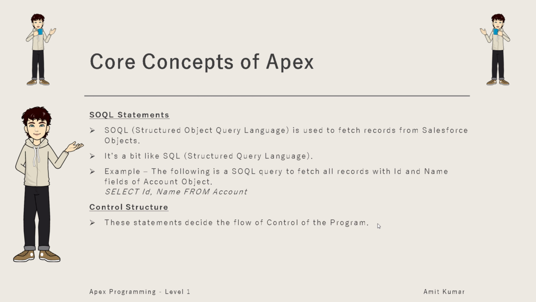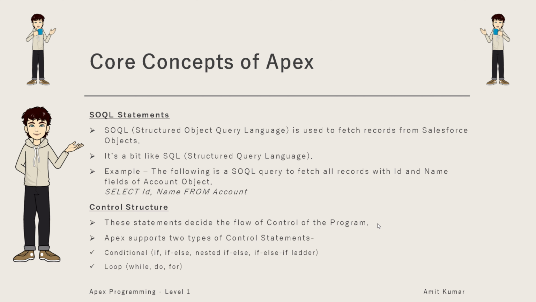Control structure. These statements decide the flow of control of the program, and when we were discussing flowcharts, we already saw different control structures. Apex supports all three of them. We are mentioning two types of control statements here, as sequential control is the default one. Other than sequential control, it supports two types of control statements, which are conditional and loop. In conditional statements we use if else, nested if else, and else if ladder, and in loops we use while, do while, or for.